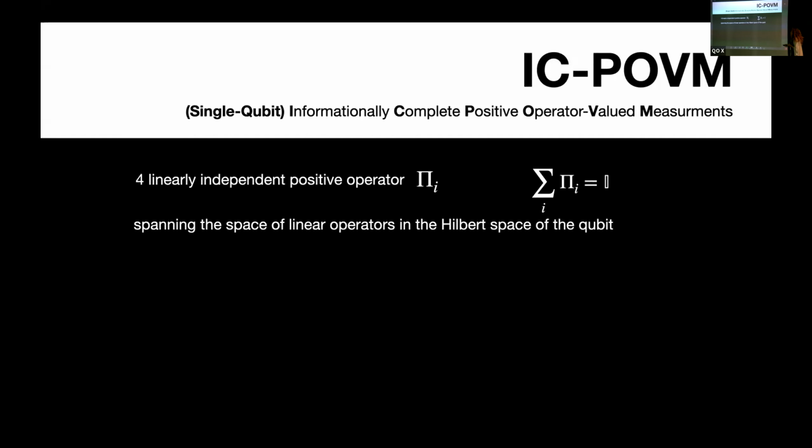Now, informationally complete POVM, in particular, remember, I said that I'm going to do local measurements. I'm interested in single qubit POVMs to begin with. So these are mathematically defined in this way. They are four linearly independent positive operators that I indicate with pi i, summing to the identity, and most importantly, they are a basis. They span the entire space of linear operators for the qubit. In the future, I will indicate with pi i the probability of obtaining outcome i after the generalized measurement.